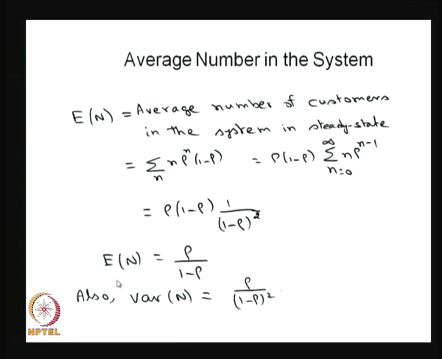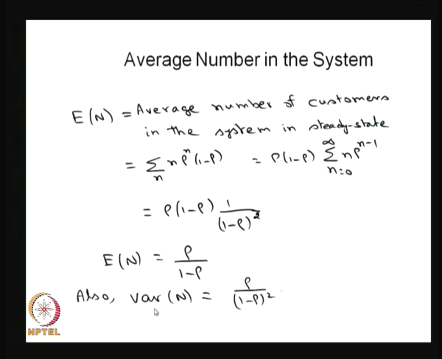Other than the stationary distribution, one can find the average measures in the system. Suppose you take E of n, that is the average number of customers in the system in steady state. Since you know the probability distribution, substitute the pi n's here: summation over n of n times pi n is the average number of customers in the system. If you do a little simplification, you will get rho divided by 1 minus rho, where rho is less than 1. So, this is the average number of customers in the system.